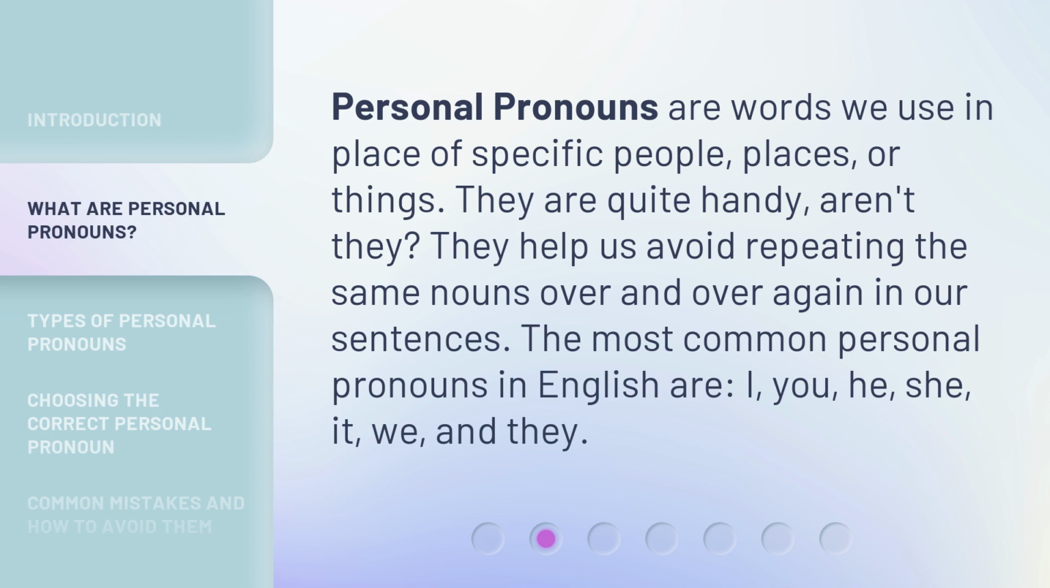Personal pronouns are words we use in place of specific people, places, or things. They are quite handy, aren't they? They help us avoid repeating the same nouns over and over again in our sentences. The most common personal pronouns in English are I, you, he, she, it, we, and they.